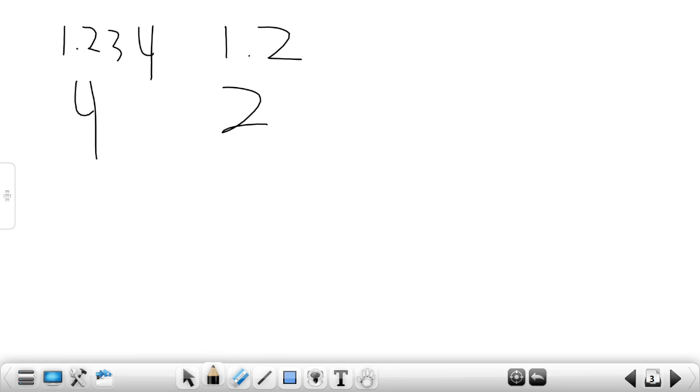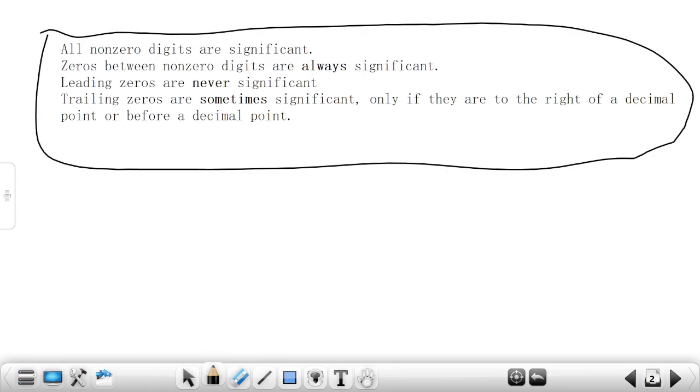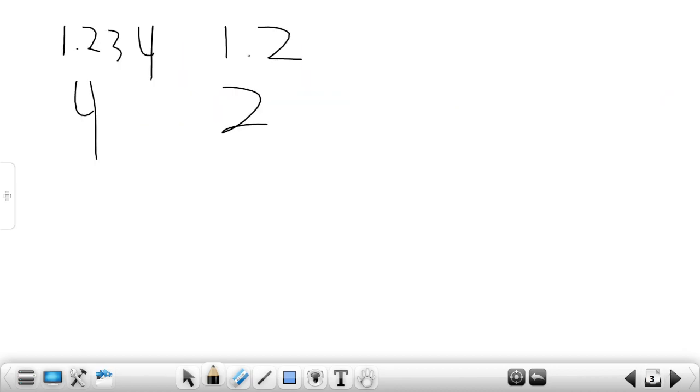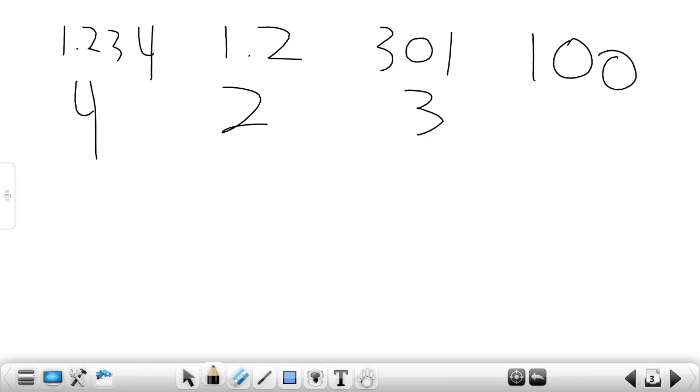But let's apply our zero rules now. Let's do zeros between non-zero digits are always significant. So if we take the number, let's say 301. We know that 3 and 1 are significant, so that's 2 already. But that 0 is between 2 significant figures, which means there would be 3 significant figures here. If we take 1002, both of those zeros are between non-zeros, so we know that there is 4 significant figures here.